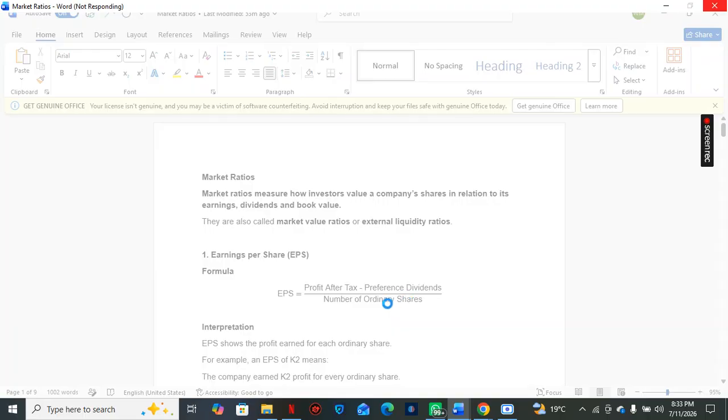Because if you increase the number of ordinary shares and that increase is more than the increase in the profit, it will drop. Because if you increase the number of ordinary shares, it means now the profit has to be split among more shareholders. So the ratio will eventually drop.